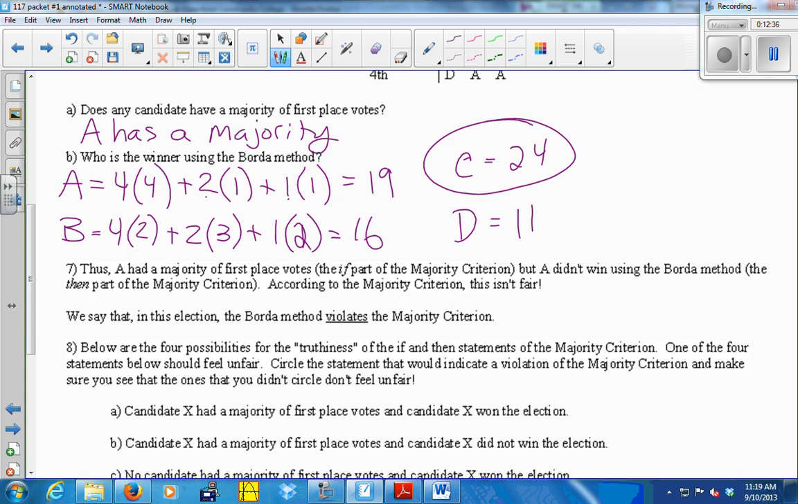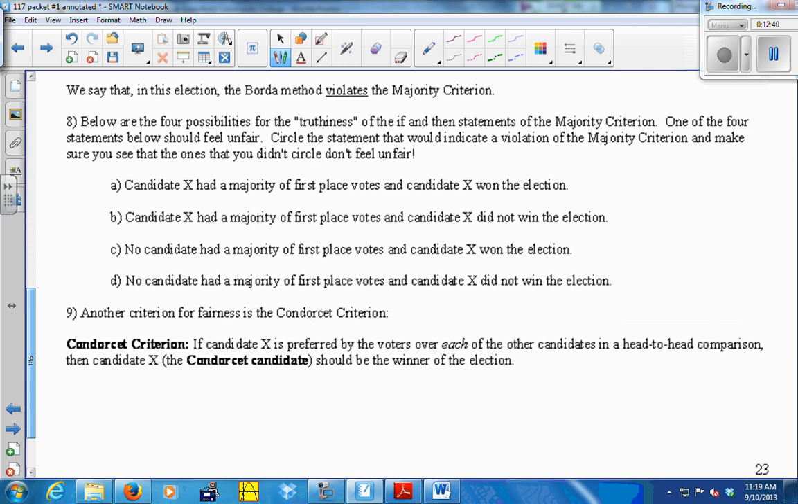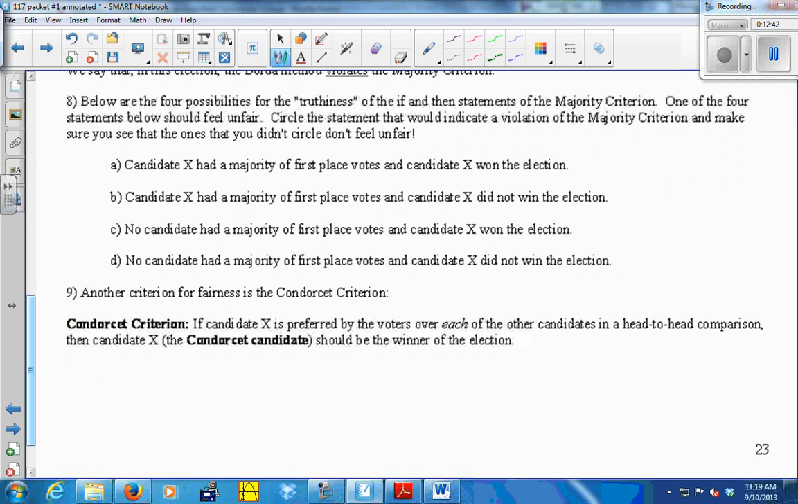that make sense? Okay. So below are the 4 possibilities for the truthiness of the if and the then statements in the majority criterion. So one of the 4 statements should feel unfair. Okay, circle the statement that would indicate a violation of the majority criterion. Okay. So discuss in your groups which one of these is the unfair scenario.